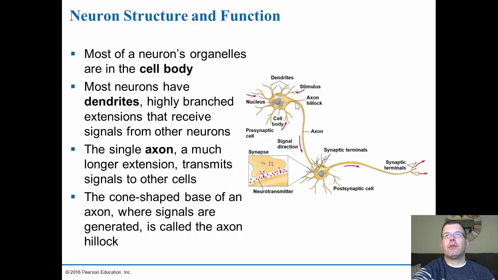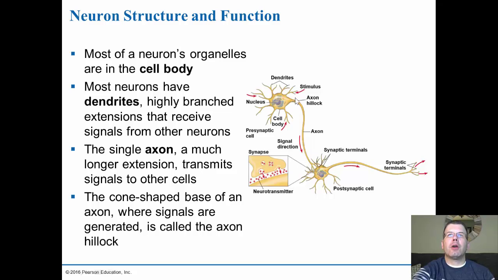And what that does is it sends the signal down the axon to either the next neuron, or to the sensory response, or the muscle or the gland that it's going to respond to, and that would be the motor neuron. And we'll talk about that here in a second. But one of the important things is this cone shape. This is called the axon hillock, and this is where the signal is going to begin. So we'll talk about resting potentials and then the action potential.